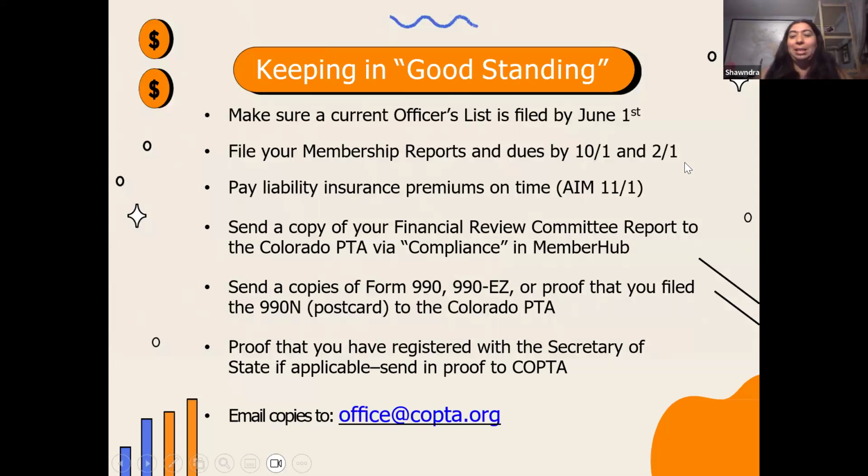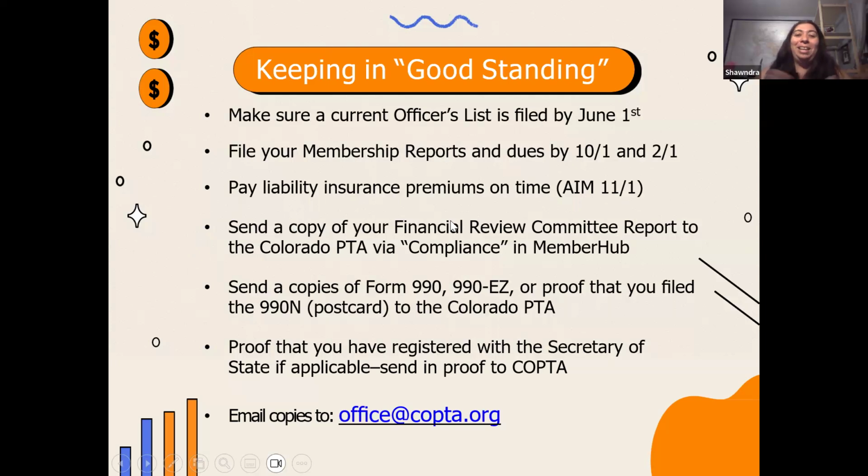You do need to file the membership reports and dues by October 1st and February 1st of each year. So October 1st is next Tuesday. Hopefully you guys have gotten those prepared. If you haven't submitted them already, you're going to need to do that by next Tuesday, as well as sending a check or paying online for your members. You need to pay liability insurance premiums on time. So if you've got AIM, I think most of us have AIM renewal, or insurance renewals due November 1st. So you want to make sure that that's paid.